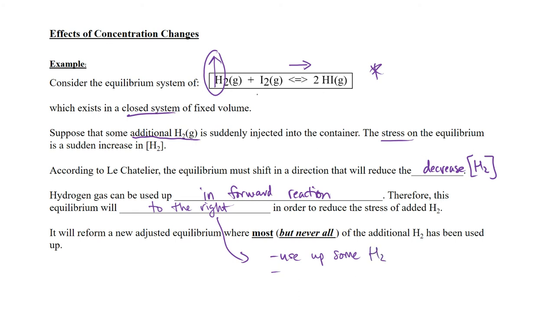What's going to happen to I2, the iodine? Well, since the forward reaction is dominating here, we're going to use up some of the I2 as well, because it's also a reactant. Now I want you to think what happens to this HI, the product. Well, if we're shifting in the forward direction, my forward reaction uses up reactants and forms products. So we are actually going to make more HI because it's on the product side.